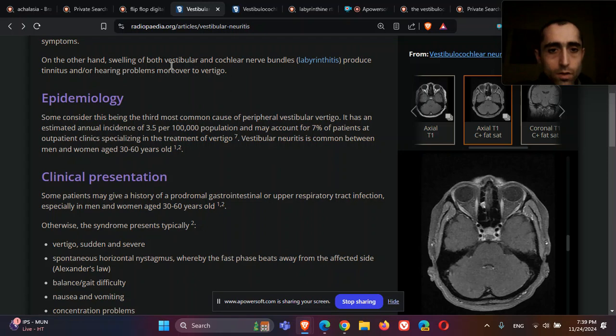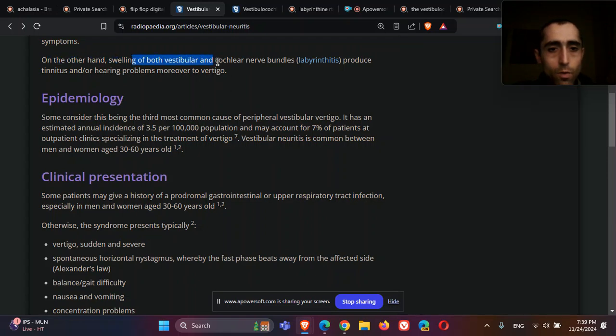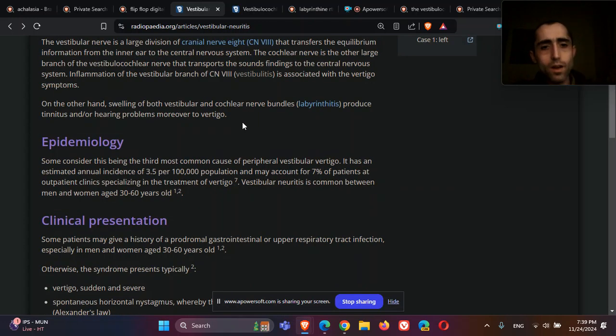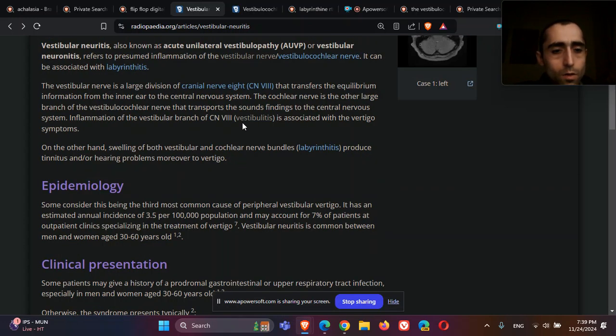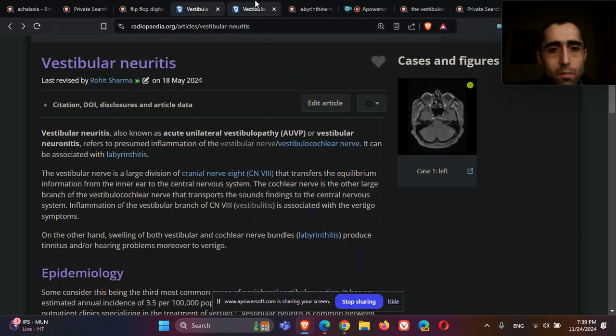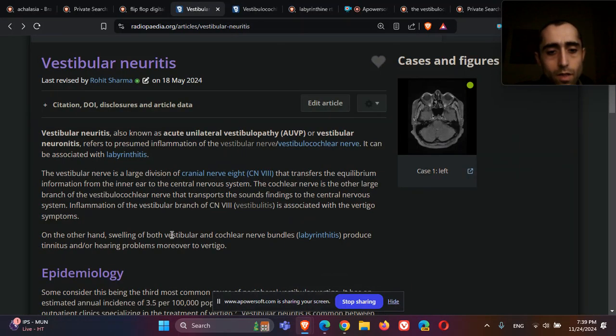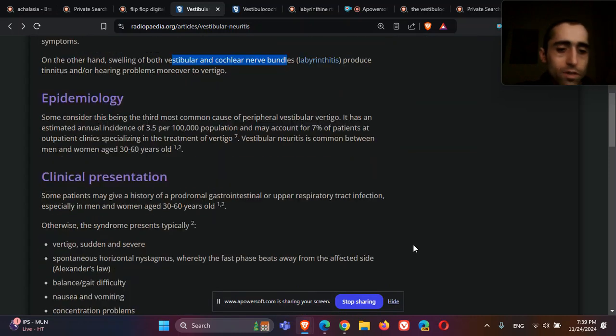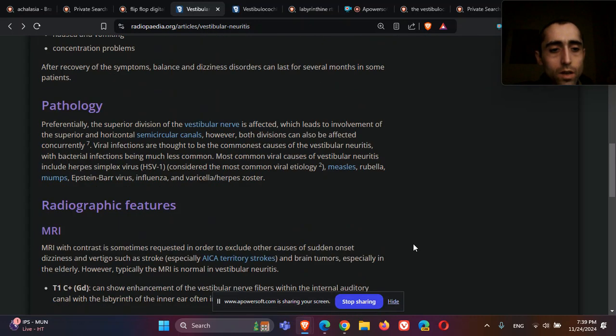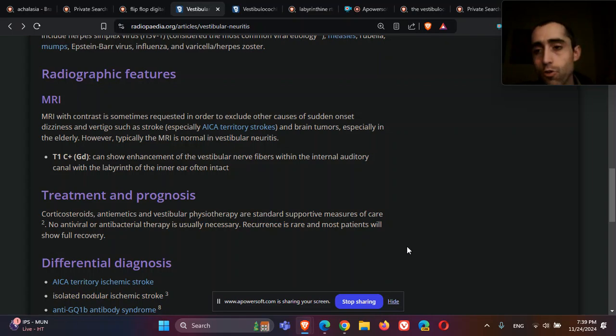So what do you say? And on the other hand, swelling of both vestibular and cochlear nerve bundles. If there is cochlear involvement, you call it labyrinthitis, producing tinnitus and hearing loss. They are saying exactly what I said. So maybe here they meant to say labyrinthitis, because I see that vestibular and cochlear nerve bundles they call labyrinthitis. Because in vestibular neuritis, it should not involve auditory symptoms.